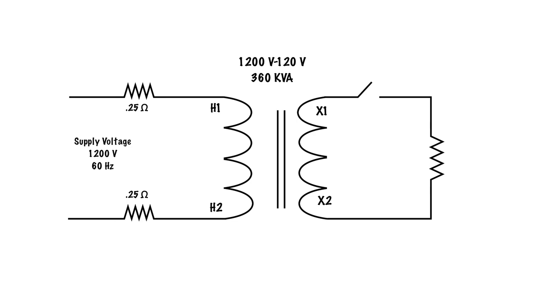So right now we have a transformer that is 1200 to 120 volts, which means it has a turns ratio of 10 to 1. And on this side, we have a supply voltage of 1200 volts. There's a difference between our supply voltage and what we call our terminal voltage primary and our terminal voltage secondary. So right now, what we have is an open circuit on the secondary, which means we have no current flowing in the secondary. We have that open there.